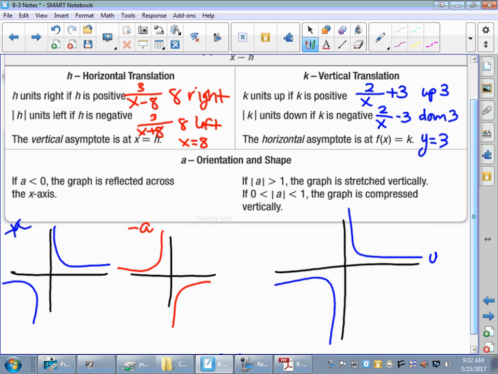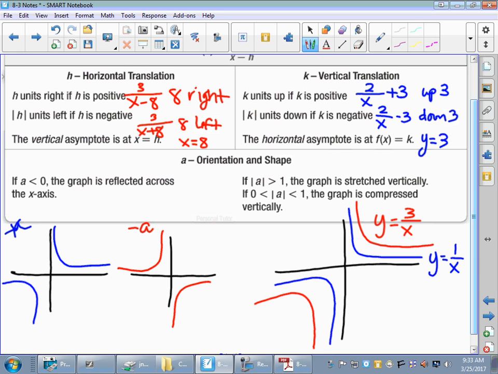So this would be like y is equal to 1 over x. If A is greater than 1, we'll go further away from the origin. And so that would just give us a graph that looks like this. And so it's stretched vertically. It's stretching outward. It's pulling away from the origin. And so that would be of the form like y equals 3 over x.